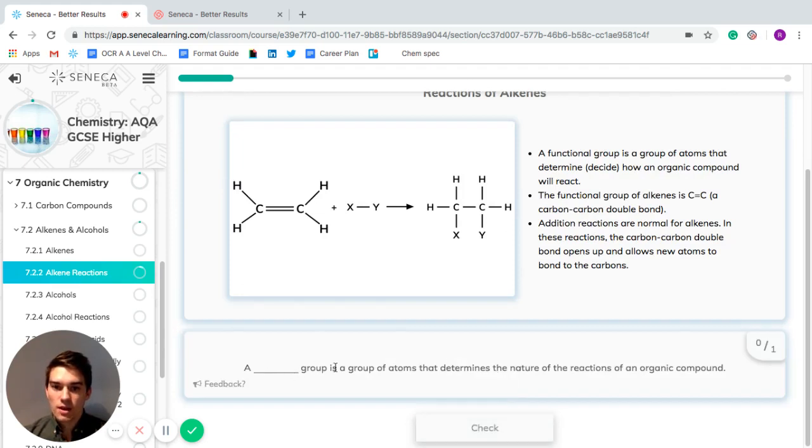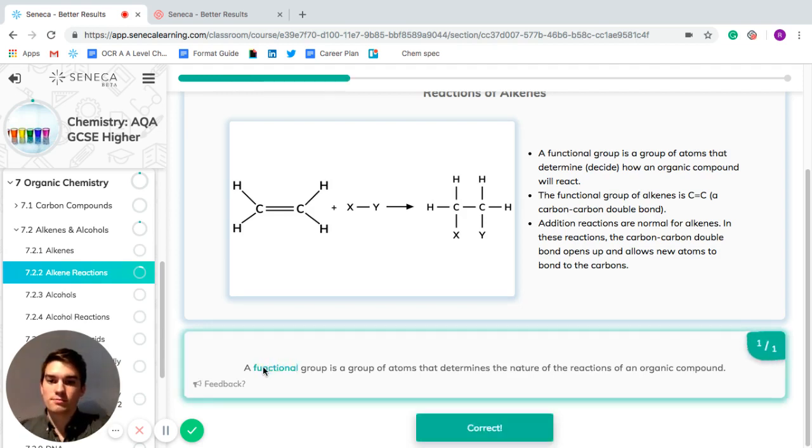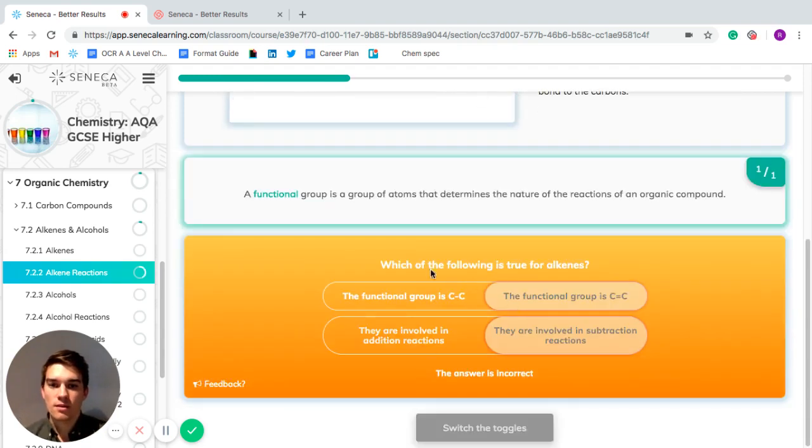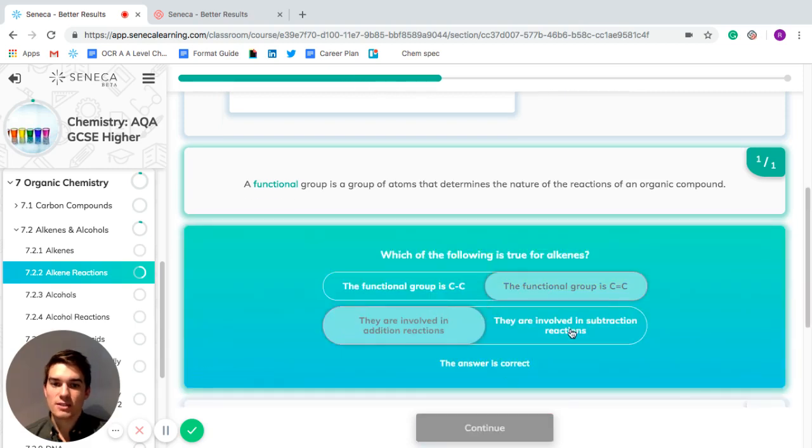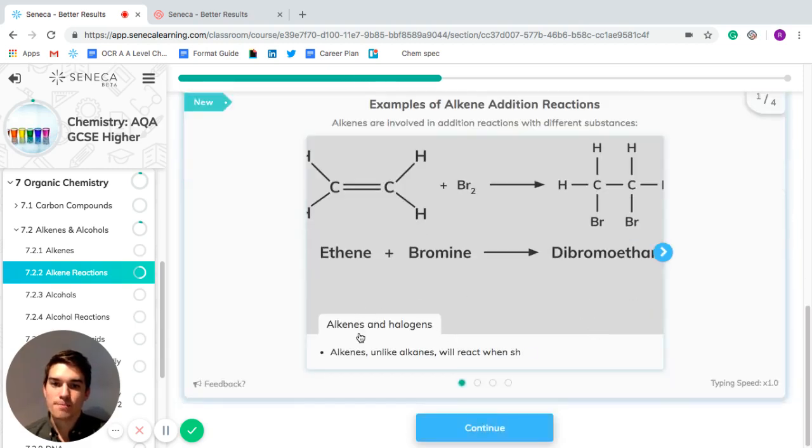A functional group is a group of atoms that determines the nature of the reactions of an organic compound. Which of the following is true of alkenes? The functional group is C double bond C. That's correct. And they are involved in addition reactions. They are indeed. They're not involved in subtraction reactions.